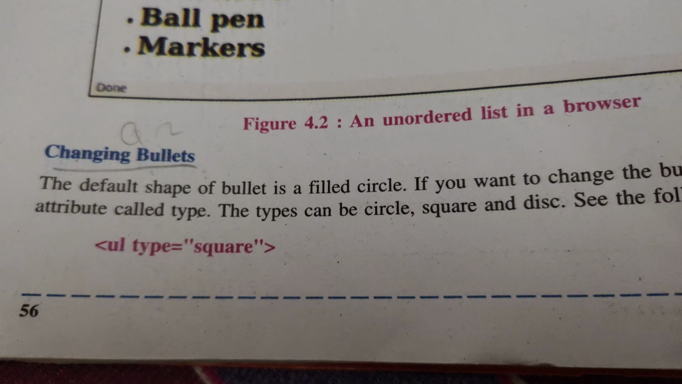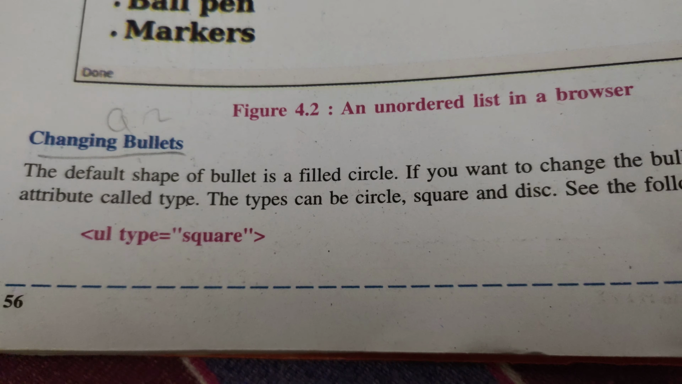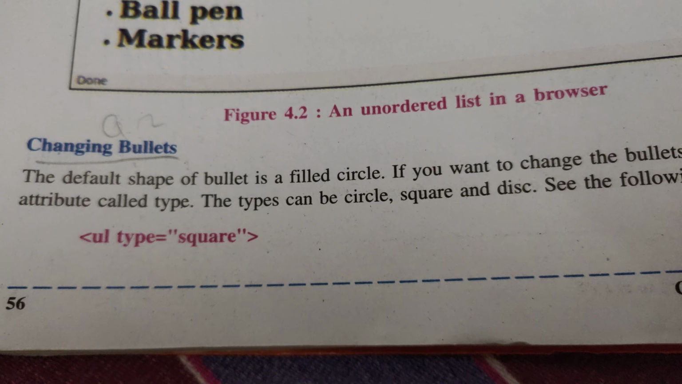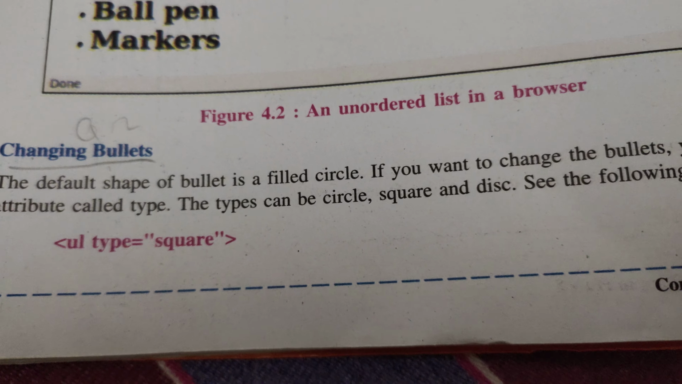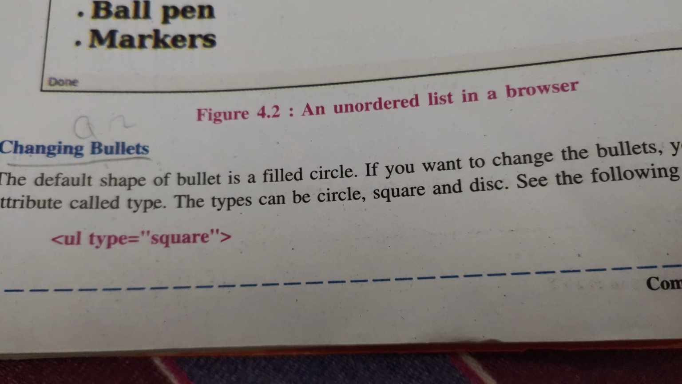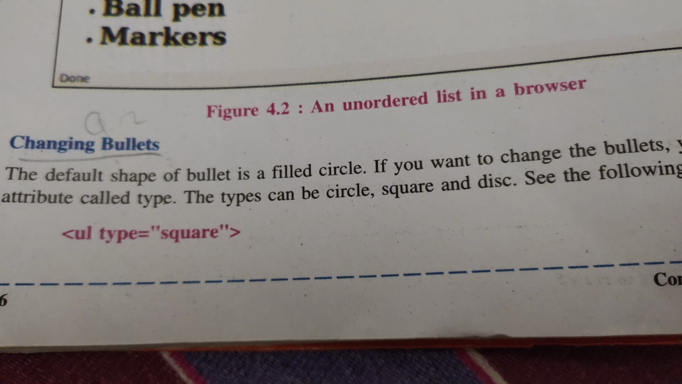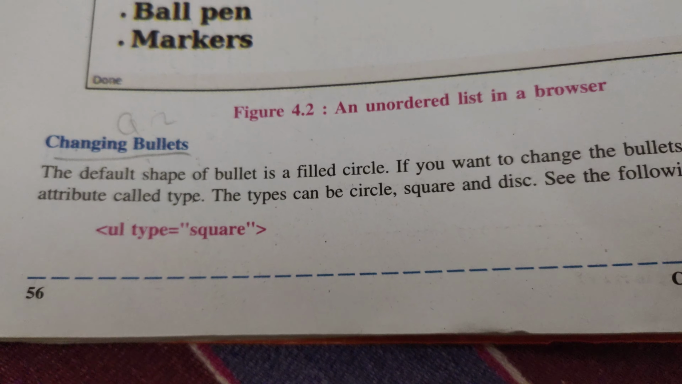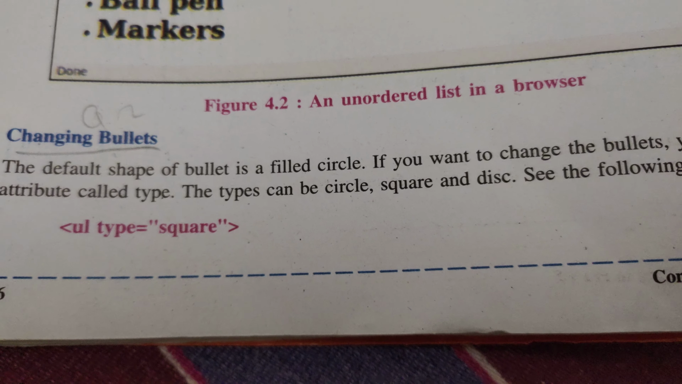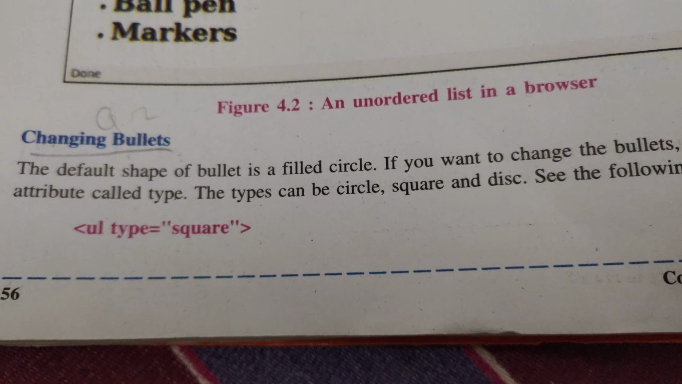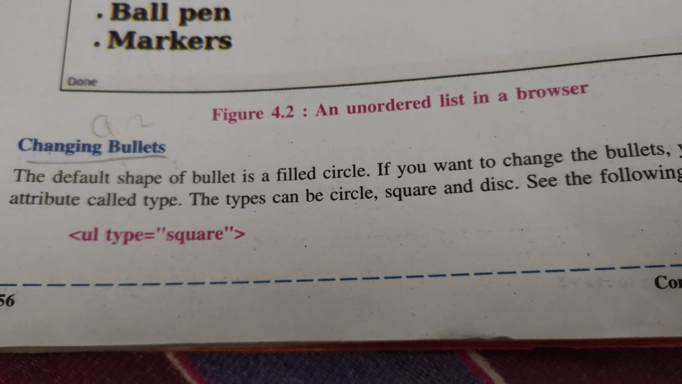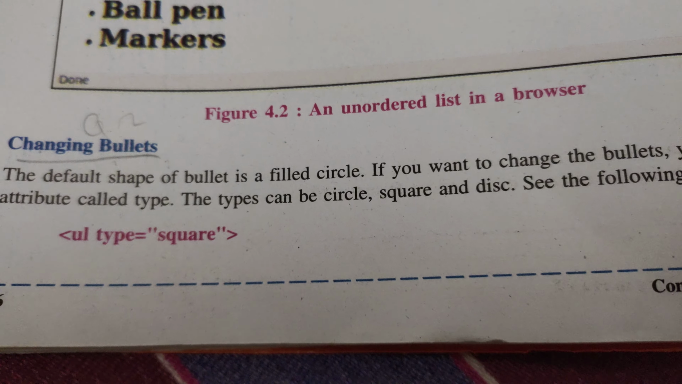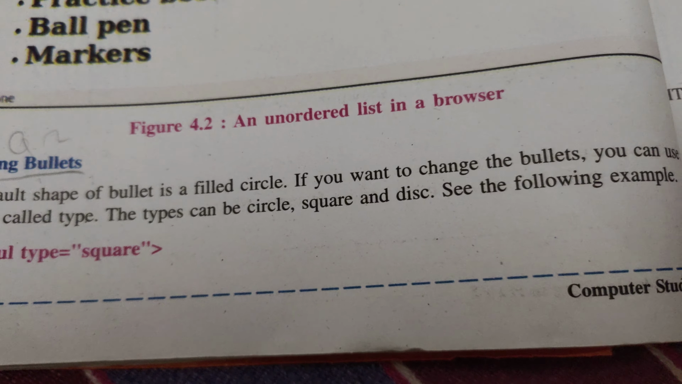Changing bullets. First is the default bullet, and second we can customize the bullet. The default shape of the bullet is a filled circle. If you want to change the bullet, you can use an attribute called type. In the type attribute, we can change the bullets. The types can be circle, square, disc. I told you first only. Your bullet shapes you can decide.